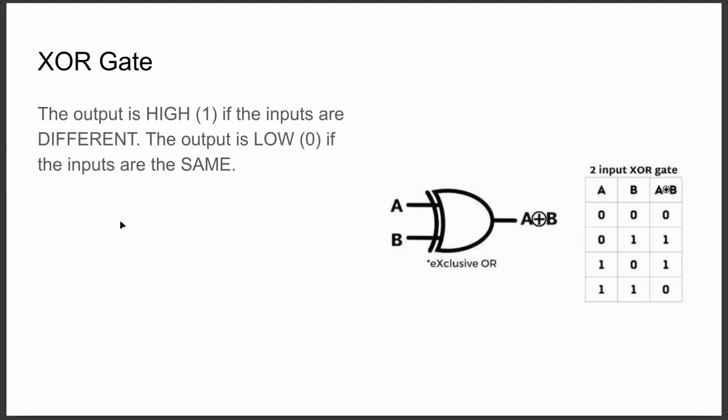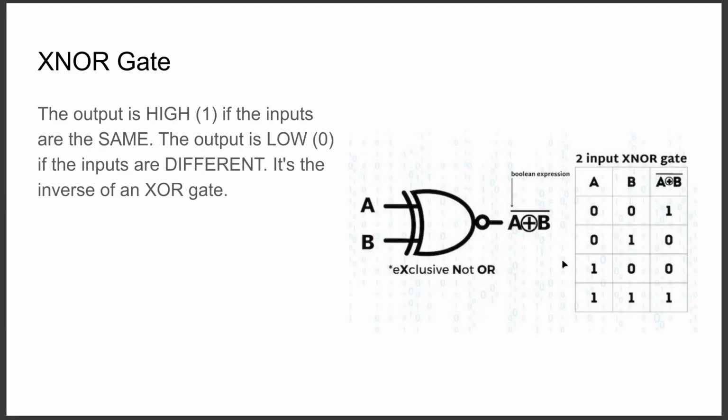The exclusive OR gate, or the XOR gate. The output is high if the inputs are different. The output is low if the inputs are the same. This is the symbol. It's an OR with also an extra line here. And this is the Boolean expression for it. It's a cross in a circle. And this is the truth table. So you see it's only high when the inputs are different.